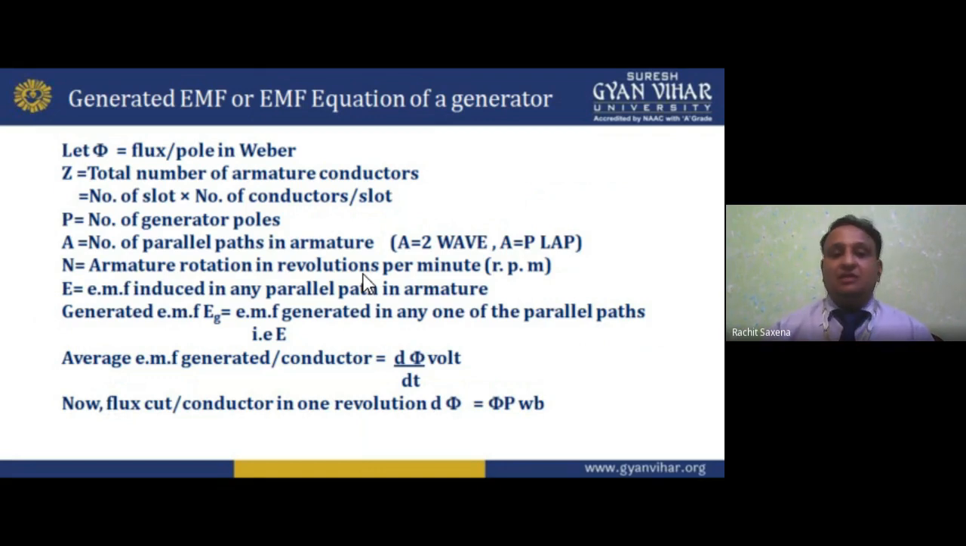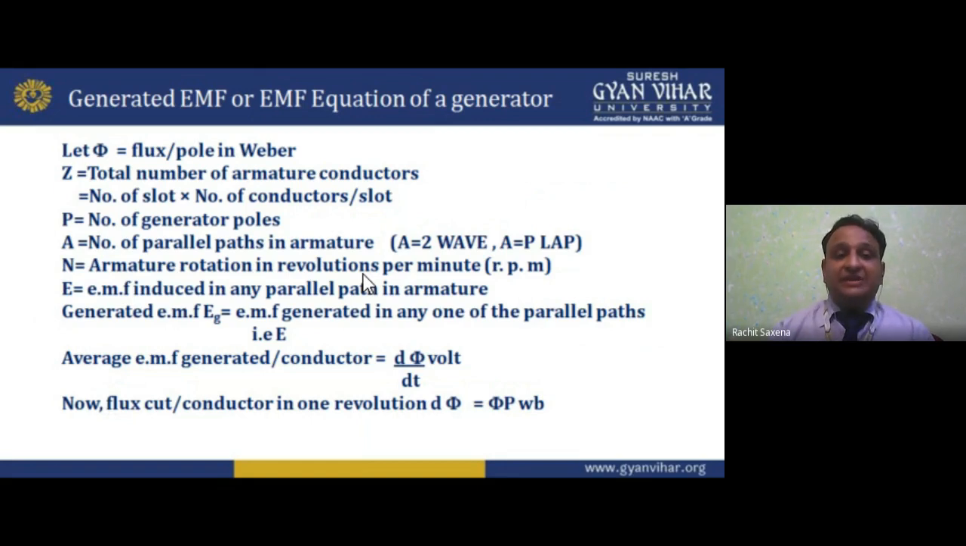Let phi be the flux per pole in Weber. As you have studied in units 1 and 2, my dear students, flux per pole is denoted by phi. And flux is what? MMF per reluctance, MMF by S, we can say. So it is known as the flux per pole in Weber.